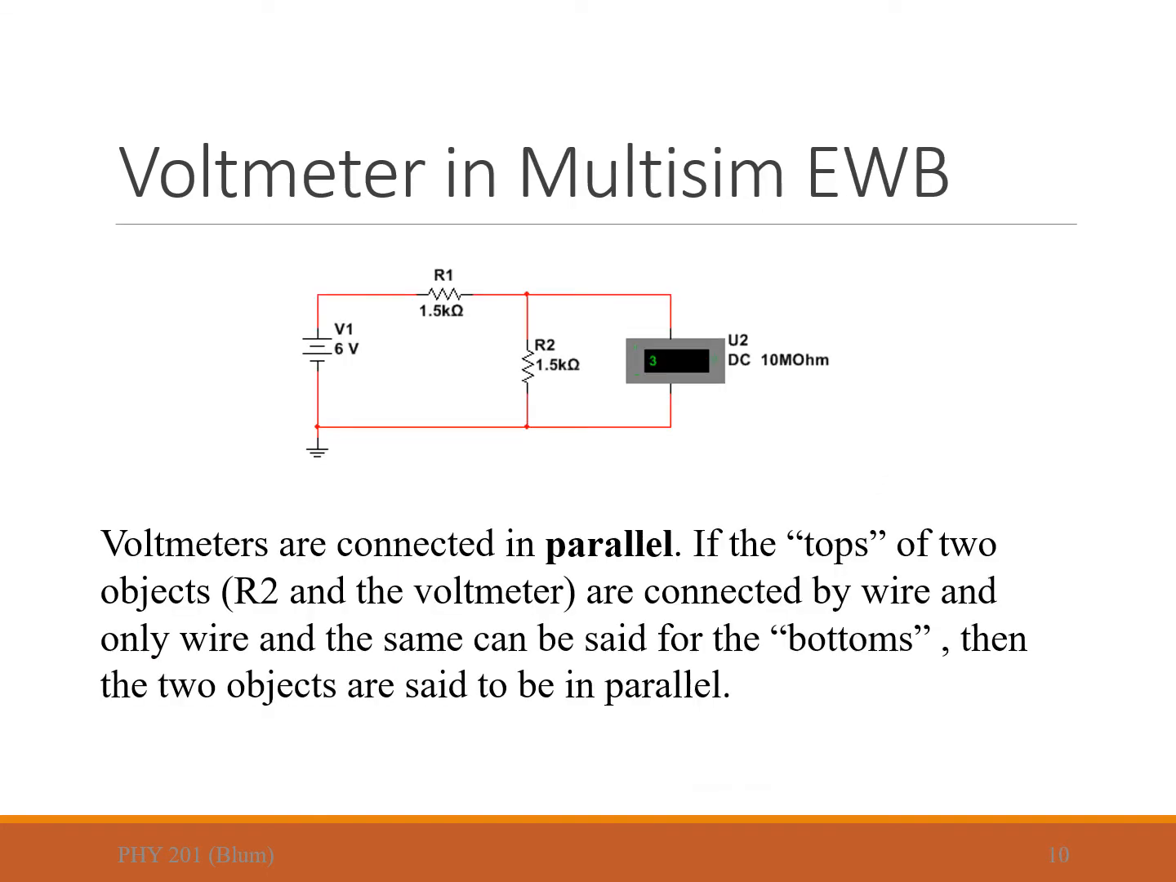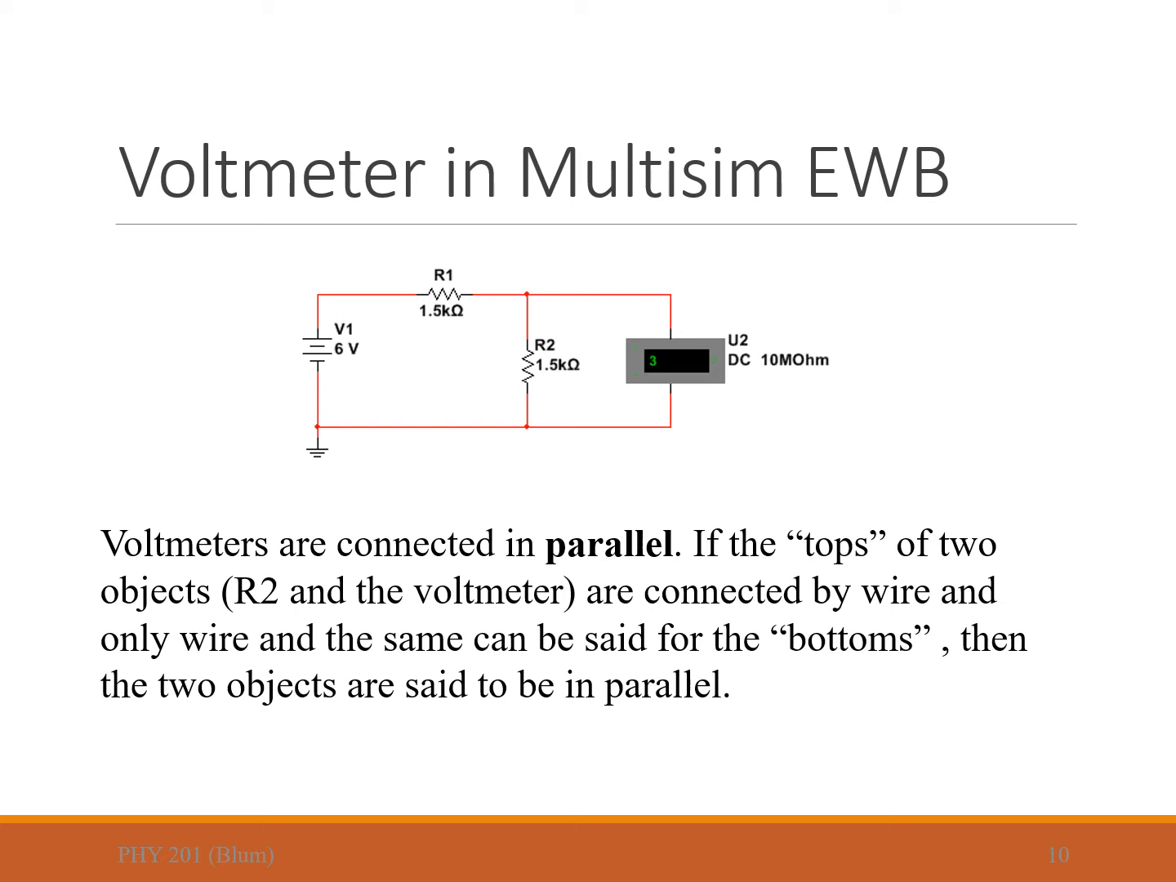This diagram shows how a voltmeter will be connected in a circuit. So we have the 6-volt battery V1, and it sends out positive charges out of the top, the long end, and those charges go through R1 and then go through R2 until they return to the short end of the battery.